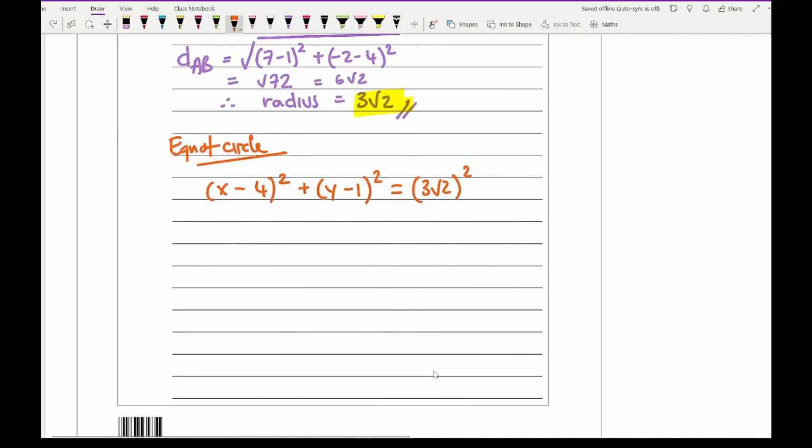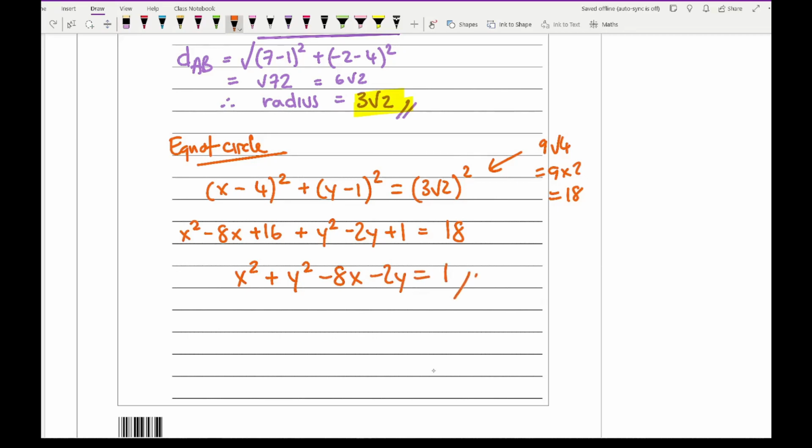So if I then expand all of this out, I get x squared minus 8x plus 16 plus y squared minus 2y plus 1 equals, and that's going to be 9 times root 2 squared, which is 9 times 2, which is 18. And then just chuck the 16 and the 1 over to the other side and end up with x squared plus y squared minus 8x minus 2y equals 1, which is what they wanted me to show.